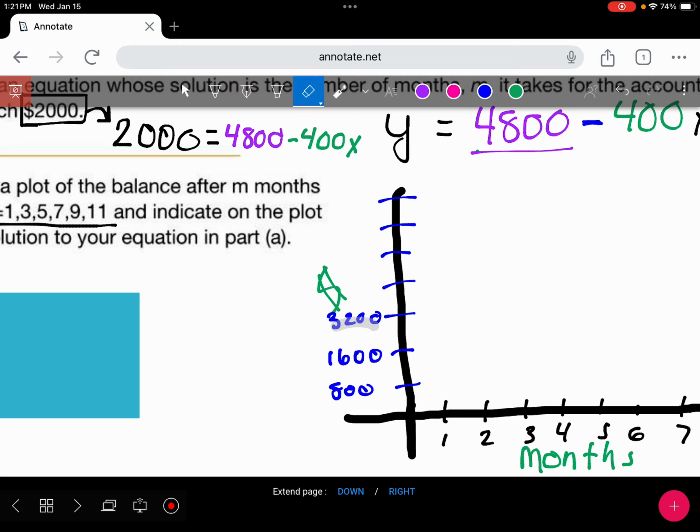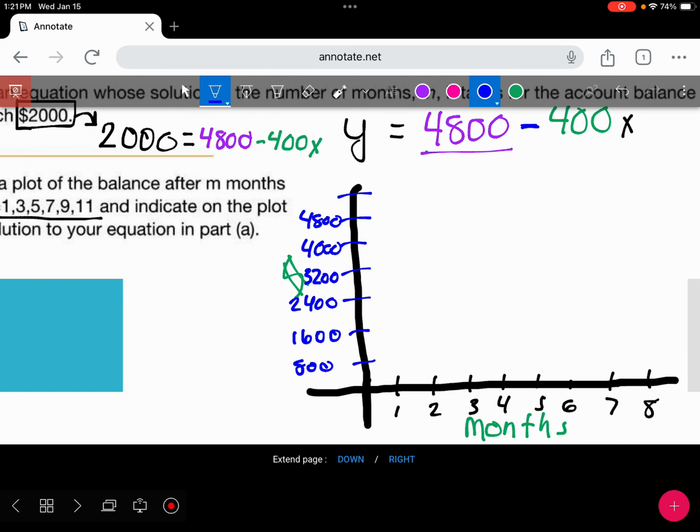I missed one. 2,400, 3,200, 4,000, and 4,800. So when we're graphing this equation, we're going to need to figure out where we start. Where is my first point going to be? Where do we start?